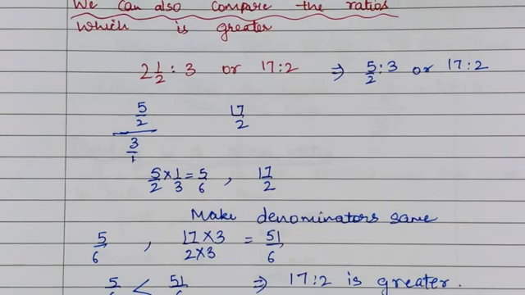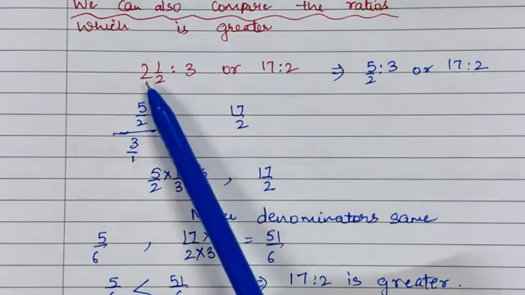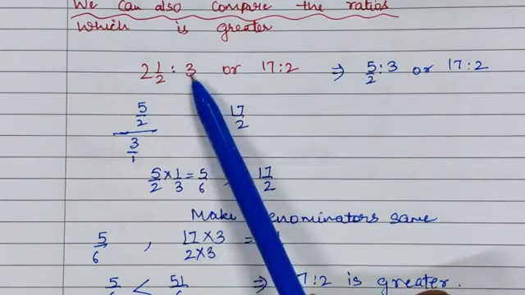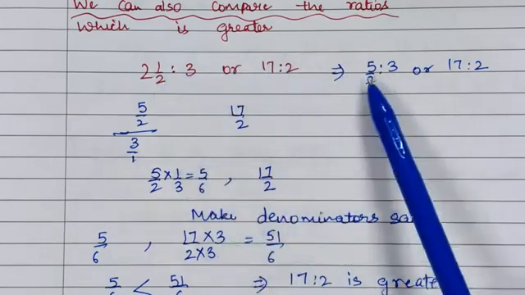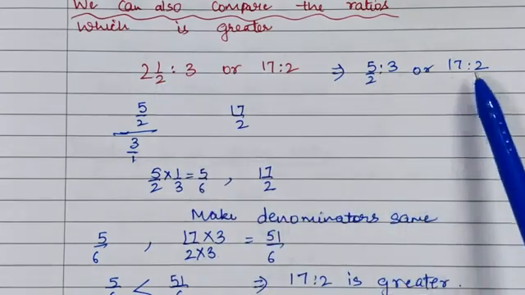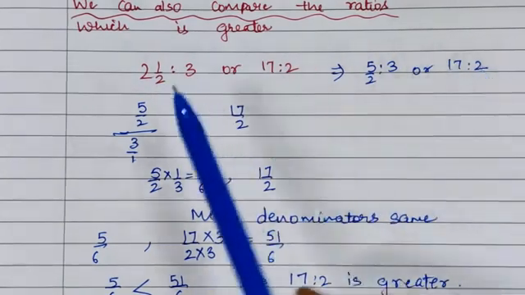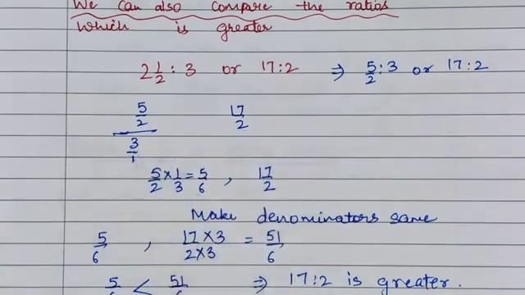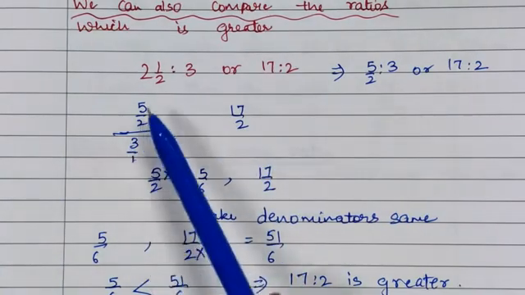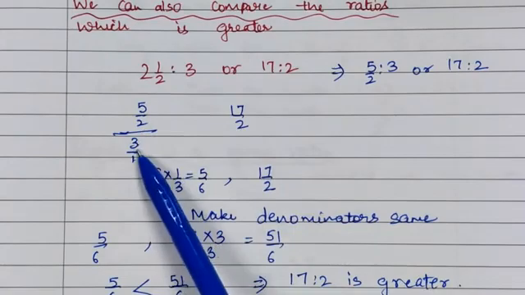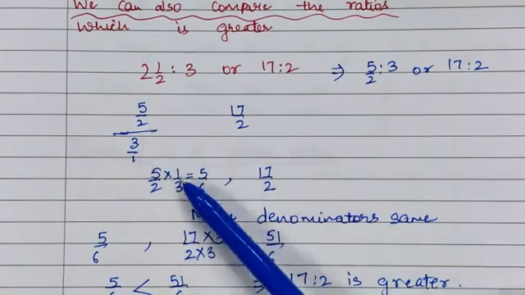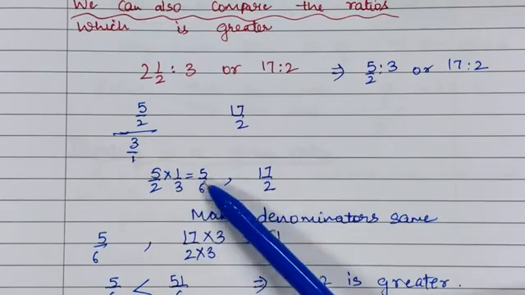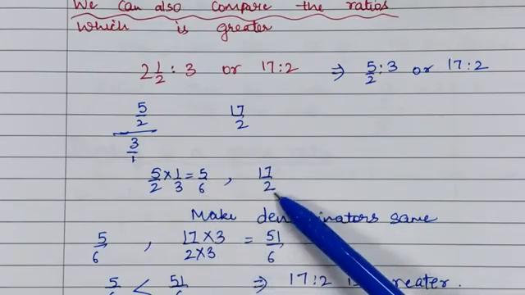Now let us discuss how we can compare the ratios. How can we tell which ratio is greater? First, 2 and a half is to 3, or 17 is to 2. So this is 5 upon 2 is to 3, or 17 is to 2. Now first of all make the denominator the same. This is 5 upon 2 upon 3 upon 1. This will go to the numerator, it will get reciprocal. We get 5 upon 6, 17 upon 2.